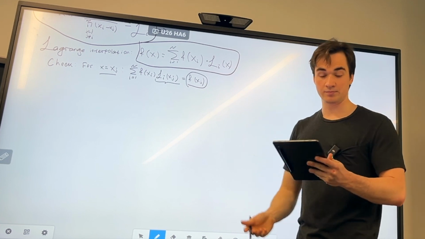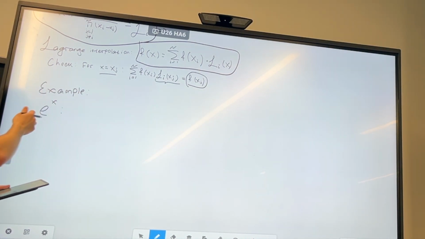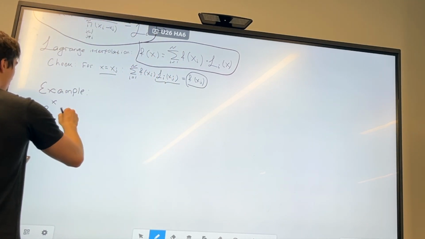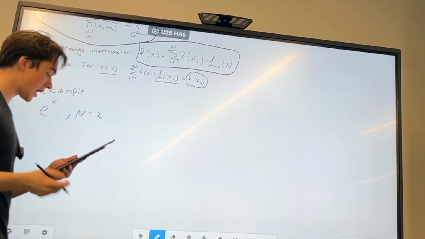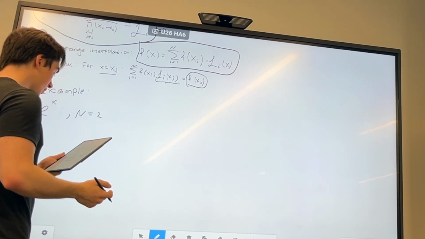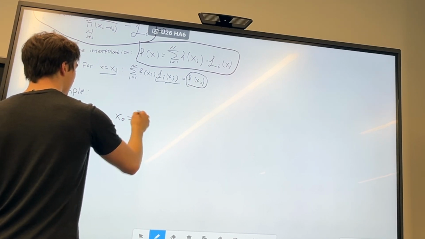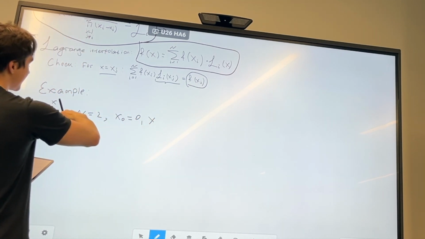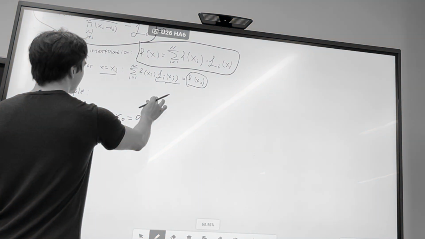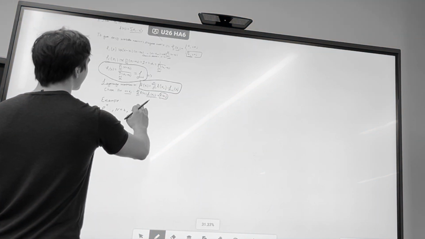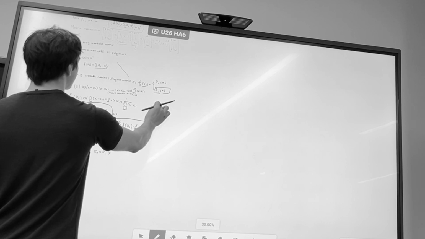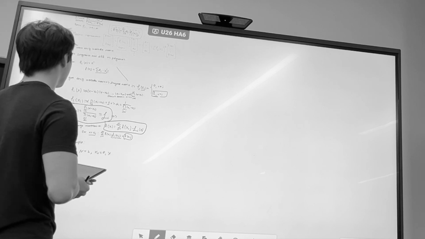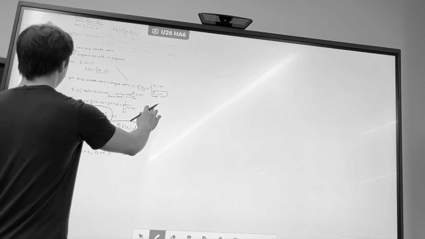Let's consider an example: the exponent. Assume I want to interpolate the exponent, and let's set n equal to 2, just to simplify our calculations. Let's take the first point to be 0. Here it was a little bit confusing because somewhere I used indexing from 0, but then I moved to indexing from 1, and please don't be confused.